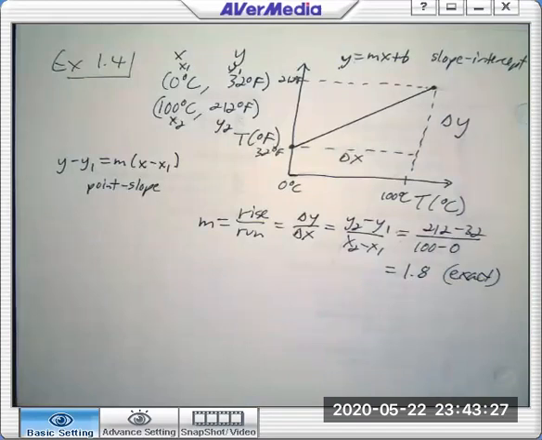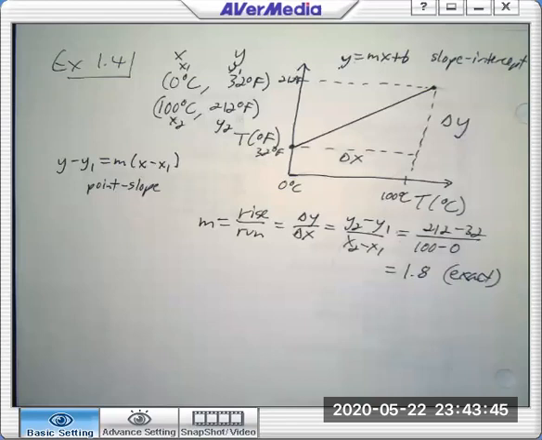It turns out to be exact because 0 Celsius is an exact measurement. It's exactly defined as the freezing point of water. 100 is exactly the boiling point. And the Fahrenheit scale has been redefined so that 32 is exactly the freezing point of water and 212 is exactly the boiling point of water.